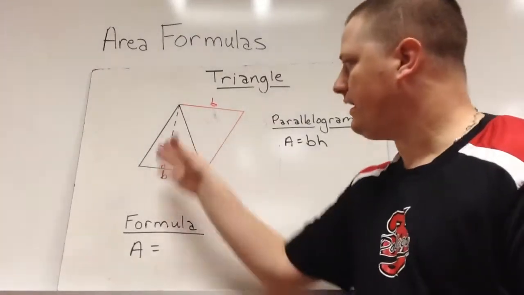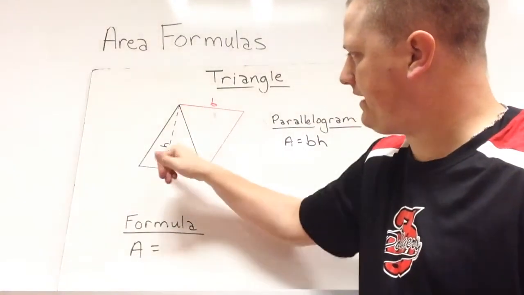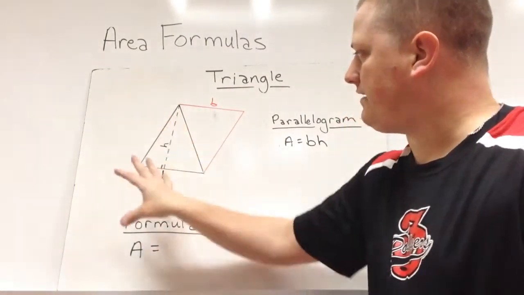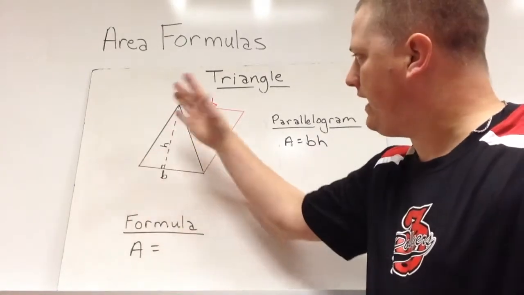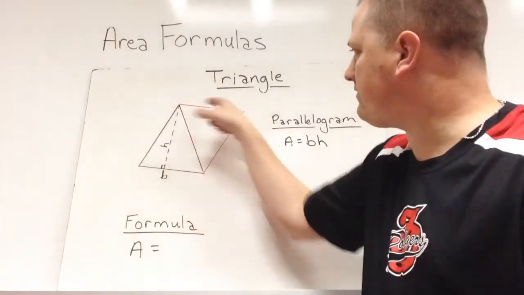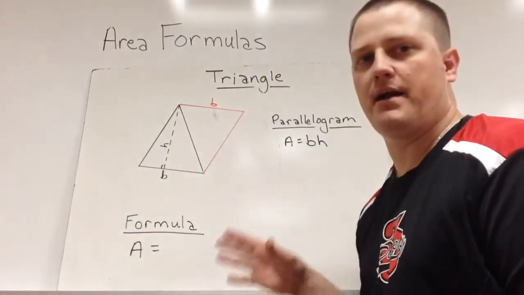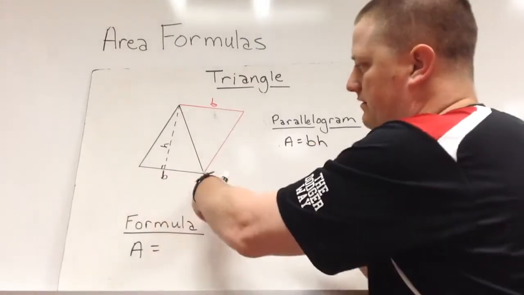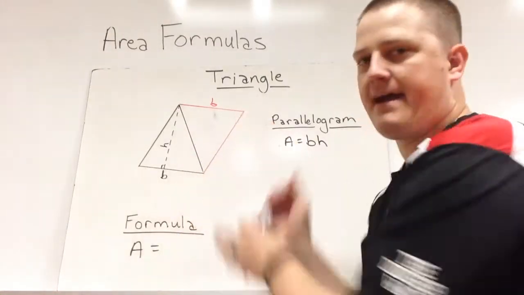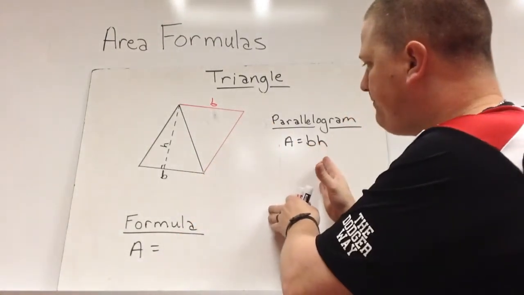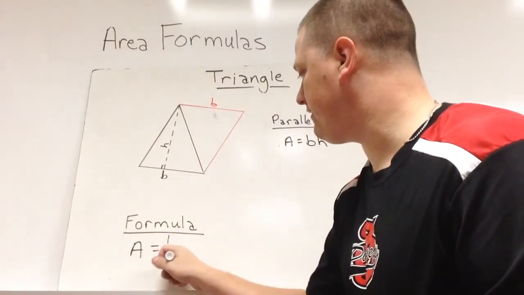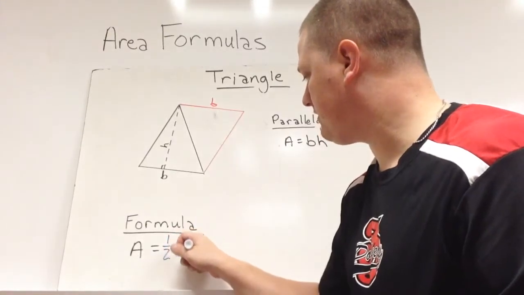What I've got here is a triangle with the base and the height referenced here. What I've then done is I've taken the image of the triangle and turned it over and attached it here. And what this does is it creates a parallelogram. We know that the area of a parallelogram is the base times the height. So since the triangle is half of a parallelogram, the formula for a triangle would be 1/2 times the base times the height.